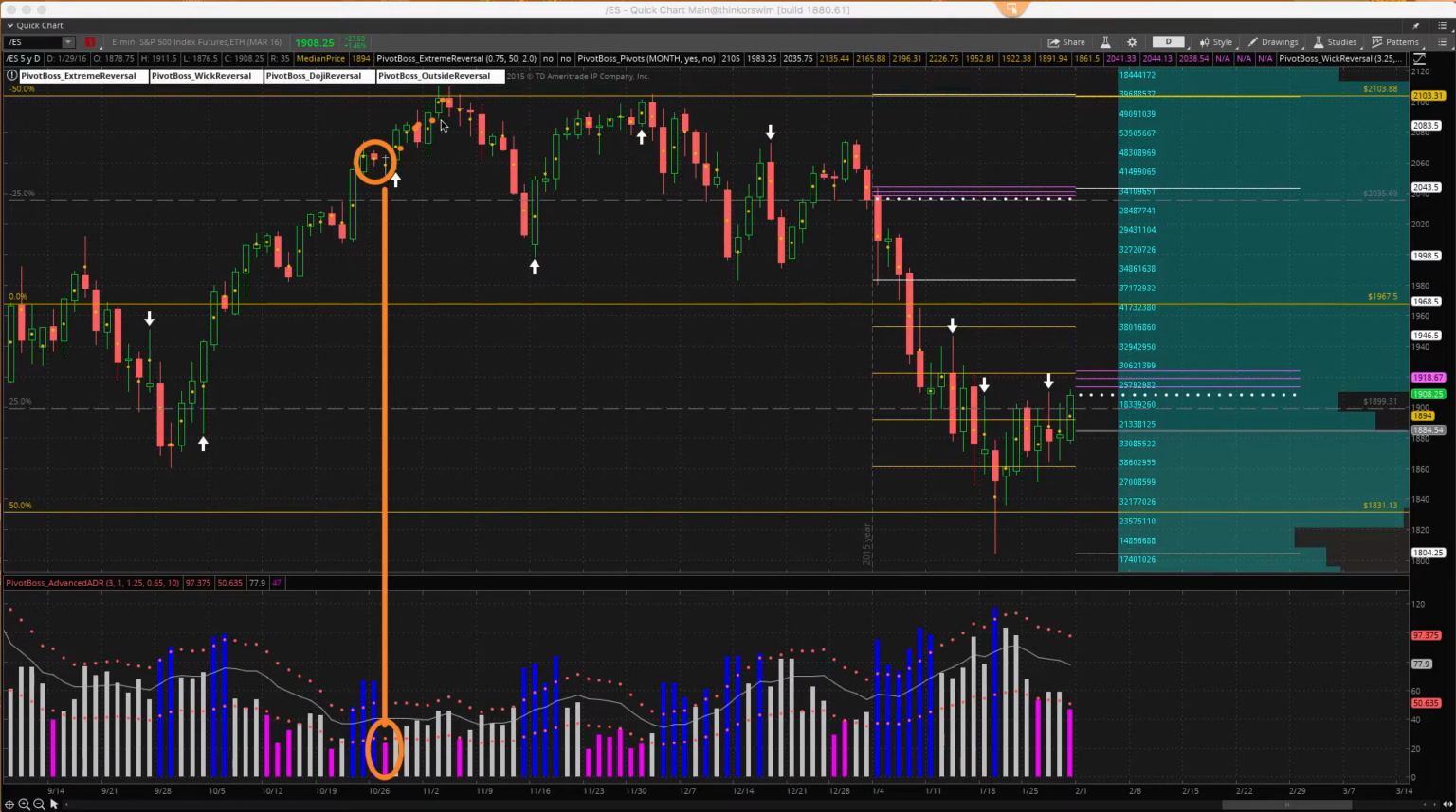1, 2, 3, 4, 5 days. You get a 5-day breakout move to the upside. So if you're using a 3-day range or a 5-day range, you should expect about a 3 to 5 day range breakout move out of that range.